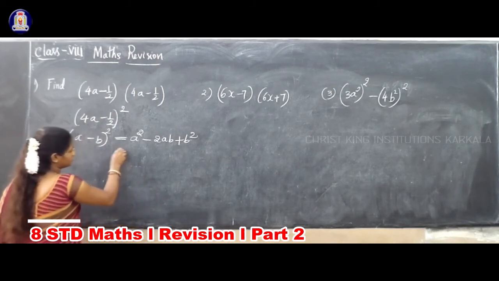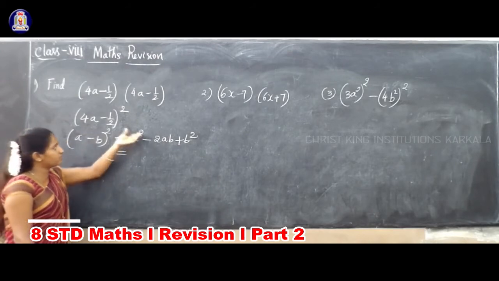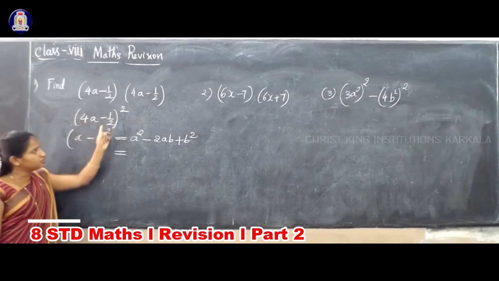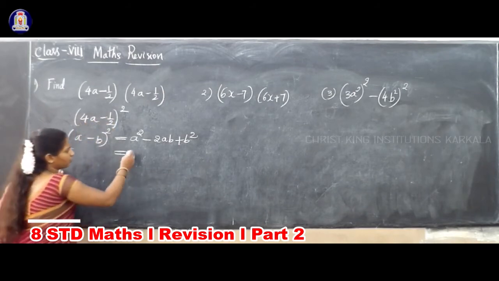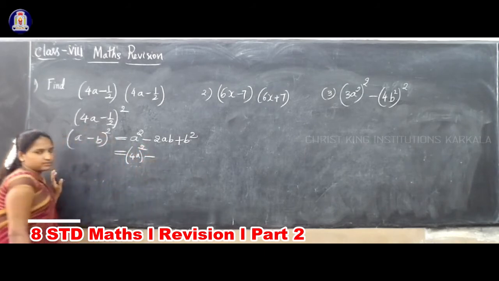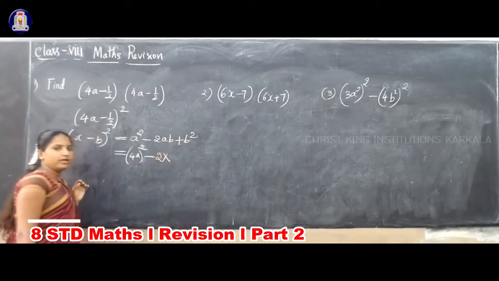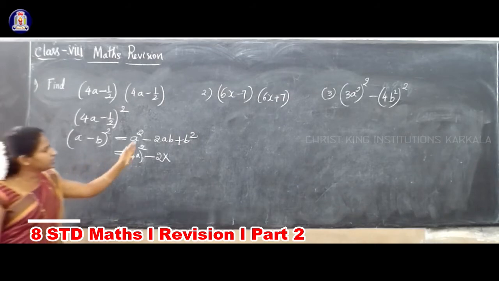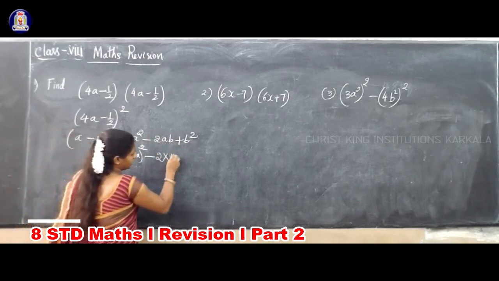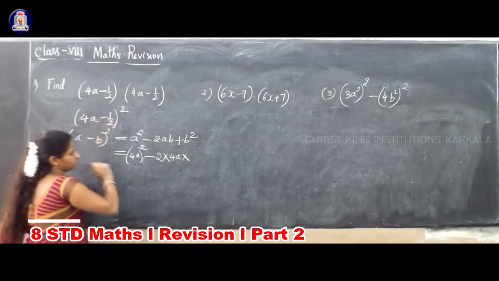Now we have to substitute these values in the formula. So in the formula, a is 4a and b is 1 by 2. So just substitute in the formula. a is 4a, the whole square, minus 2 into a into b. 2ab means 2 into a into b. Understood? So a is 4a, and b is 1 by 2. Is it correct? Yes, 1 by 2.